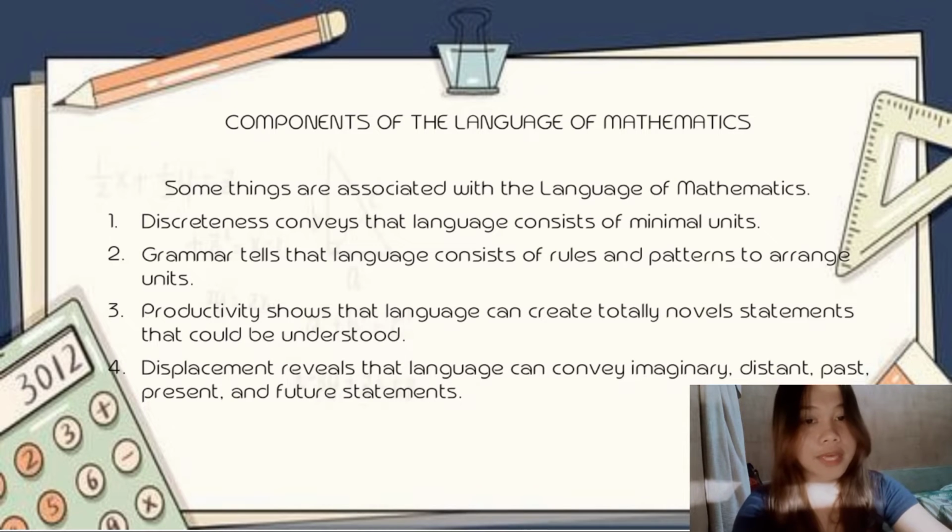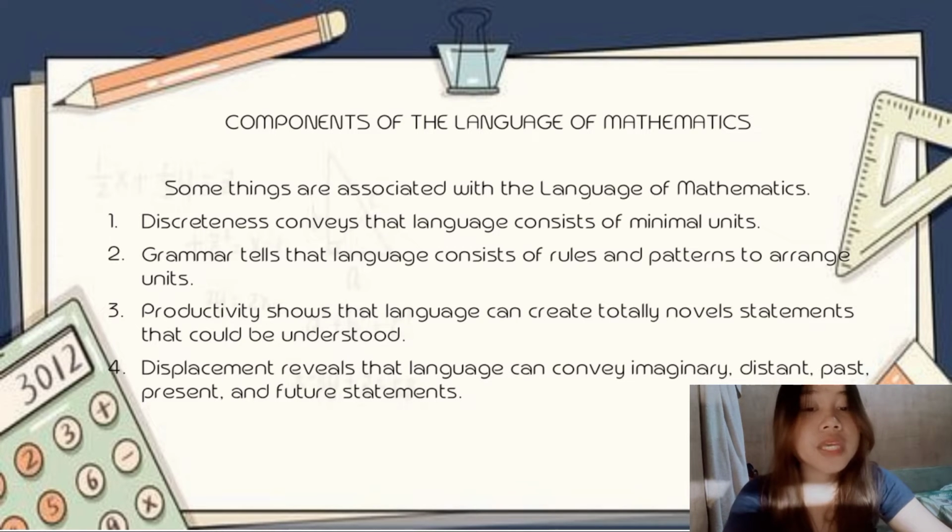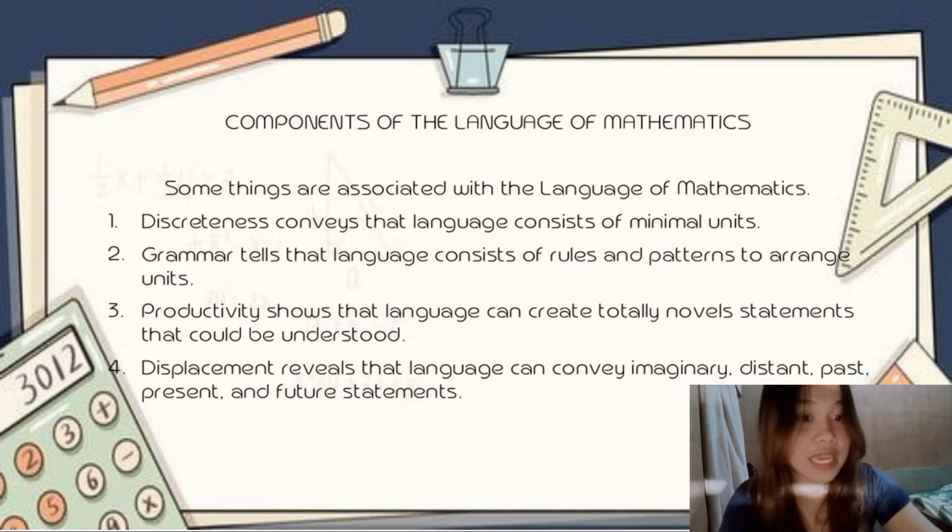Components of the language of mathematics. Some things are associated with the language of mathematics. First, discreteness conveys that the language consists of minimal units. When we say discreteness, it means separate or separated. Grammar tells that the language should have rules and patterns in order to understand the sentence, right? If there are no rules, no pattern, then we can't understand it properly. Third is productivity, which shows that the language can create totally novel statements that could be understood. And lastly, displacement reveals that the language can convey imaginary, distant, past, present, and future statements.